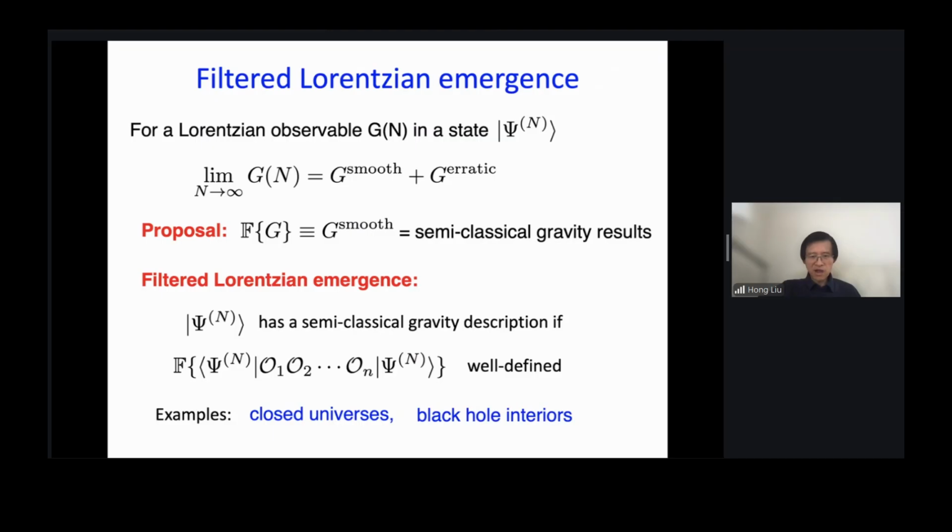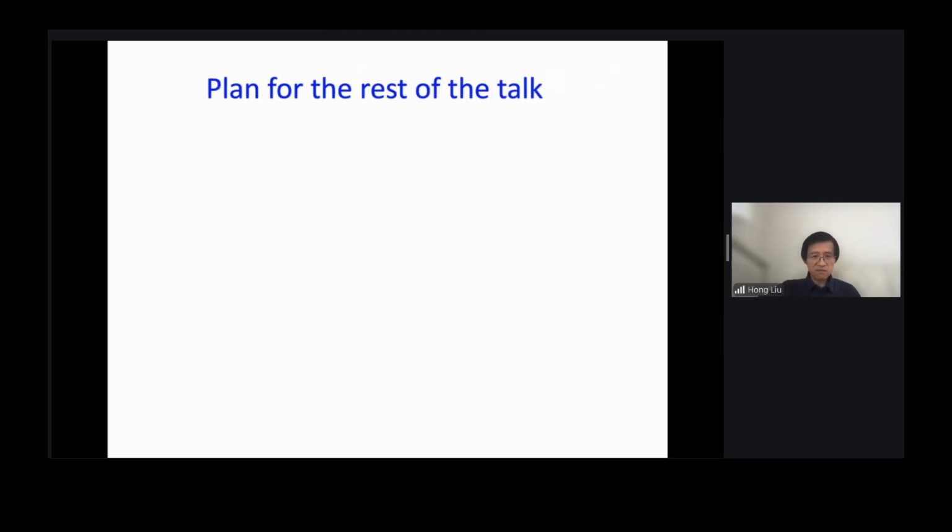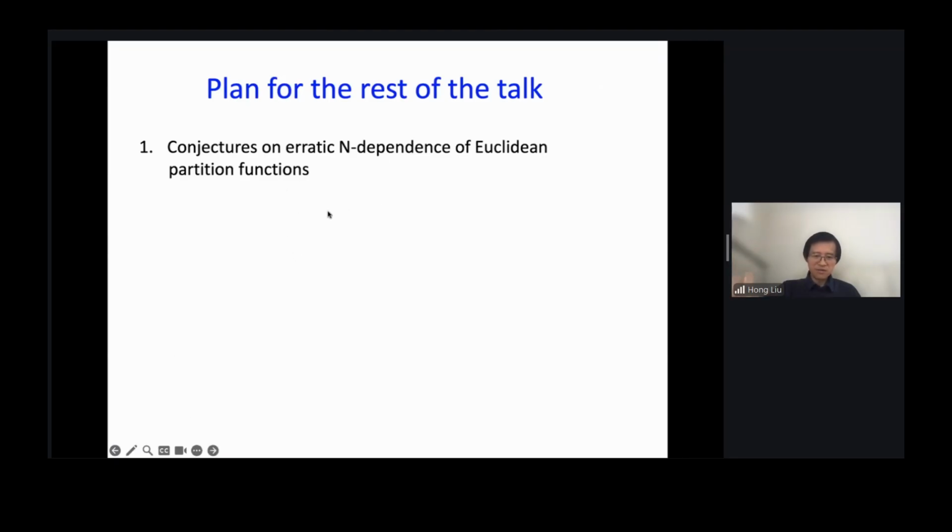So let me just mention what I would do if I had an infinite amount of time. Based on this proposal between the Euclidean wormholes and the erratic parts of the CFT partition function, just using wormholes, we can make conjectures on the erratic independence of Euclidean partition functions. I will not have time to really talk about it.